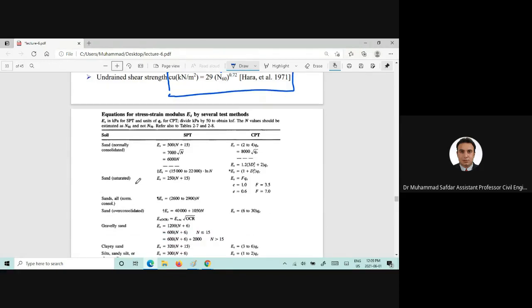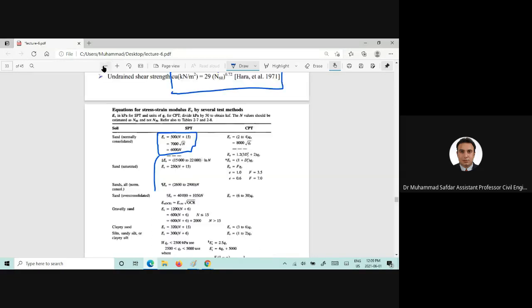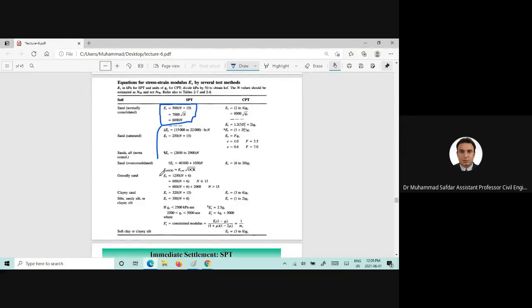Now, back to the immediate settlement correlation. If you remember, we started our discussion with estimating the immediate settlement, and for the immediate settlement we need to find out the modulus of elasticity. So if you see here, different correlations are given here as well. In this particular column from the standard penetration test, you can clearly see that these correlations are used to find out the modulus of elasticity, or E, to estimate the immediate settlement.